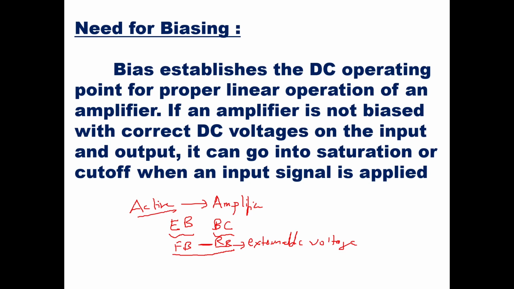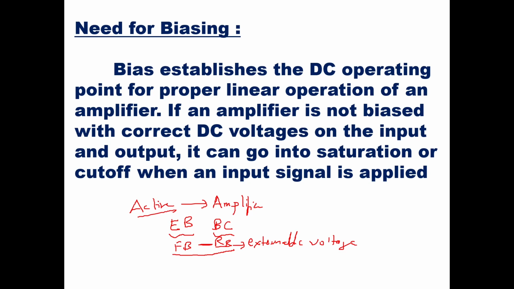Bias establishes the DC operating point for proper linear operation of an amplifier. Here we are speaking about a concept called operating point. Operating point Q we will be defining afterwards. That operating point Q should be in the active region if you want to use the transistor as an amplifier. You can show this on the output characteristics of the transistor when you intersect the load line.